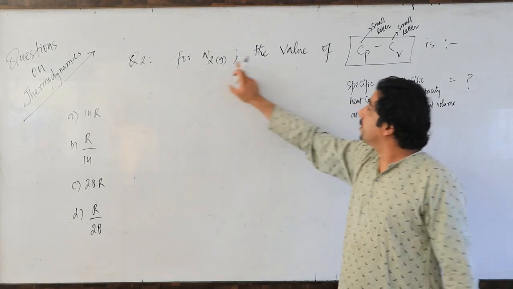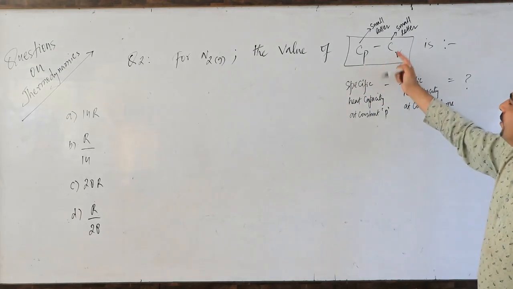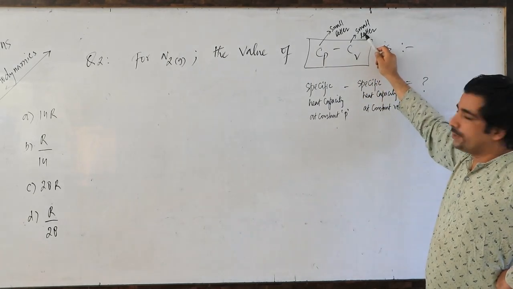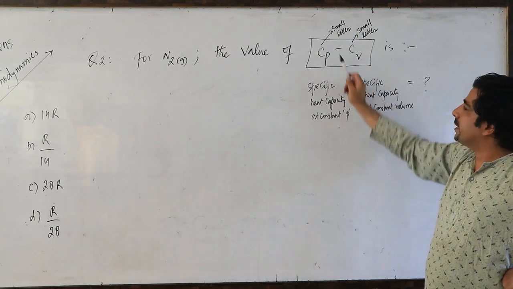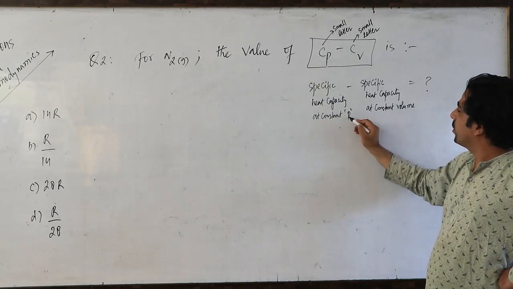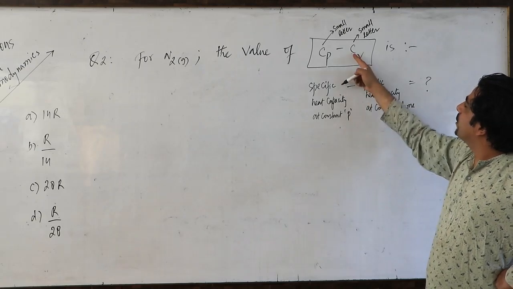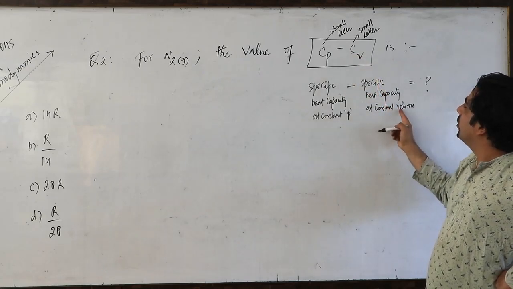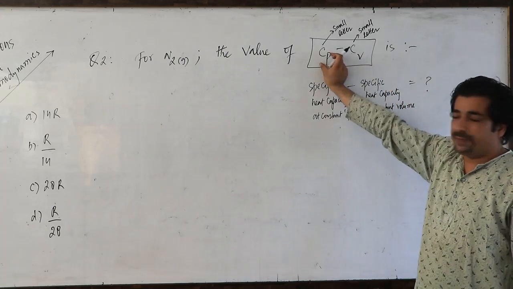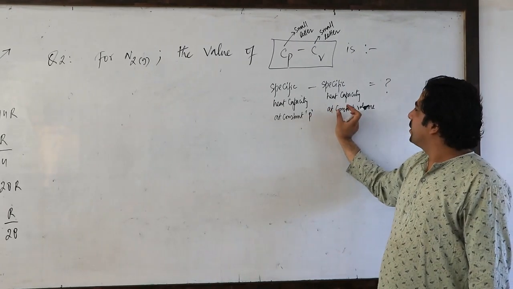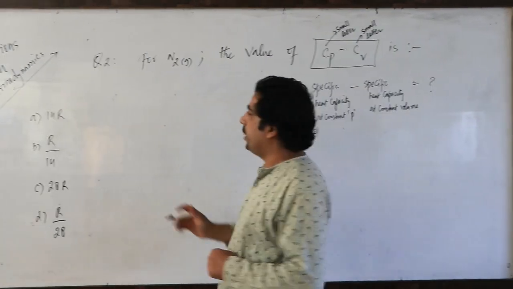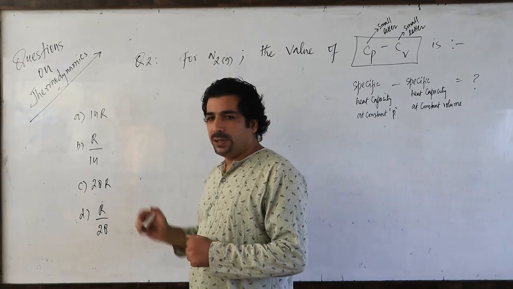For N2 gas, the value of Cp minus Cv. I have already mentioned here this c is a small letter, and this is also a small letter. So small c basically means specific heat capacity. So specific heat capacity at constant pressure minus specific heat capacity at constant volume, I need to find out their value, my dear friends. So their value can be any one among the options. Let us try to understand.